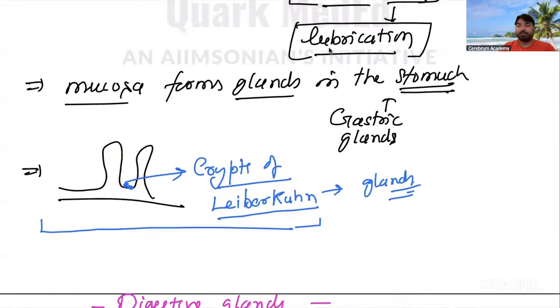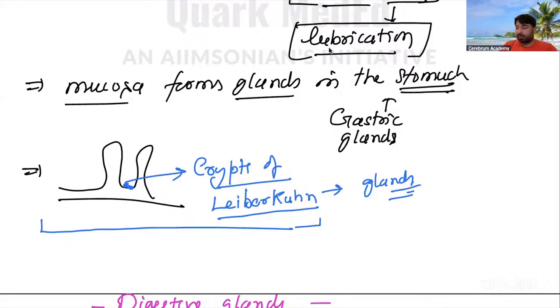Mucosa forms glands in the stomach, which are known as the gastric glands. And then in the lacteals and in the slope of the lacteals, the cells are called crypts of Lieberkuhn, or they're different kinds of glands.